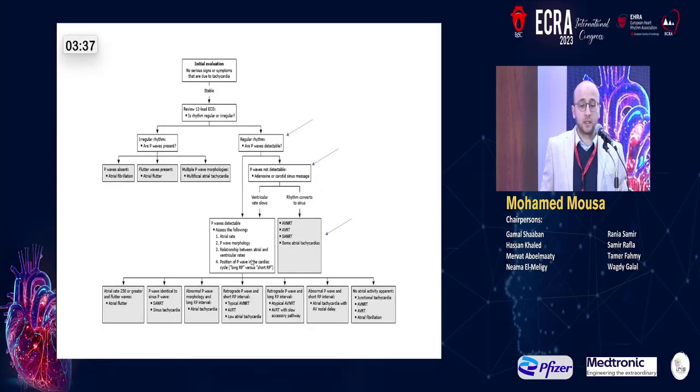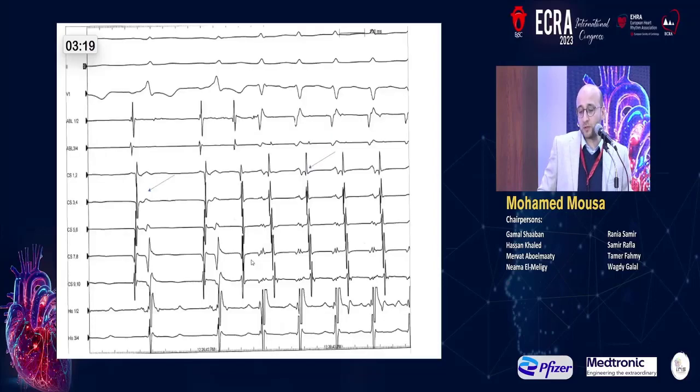The same algorithm: 12 lead ECG, rhythm is regular, P wave is not detectable. We will start with adenosine, carotid sinus massage. So our differential diagnosis is AVNRT, AVRT, sinus node reentrant tachycardia, or some types of atrial tachycardia. Mostly here it is the orthodromic AVRT.